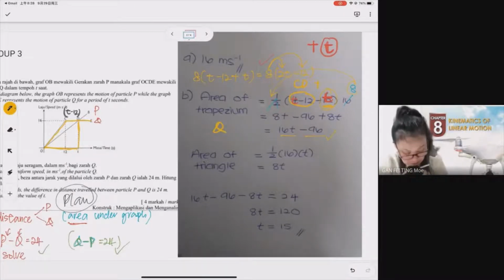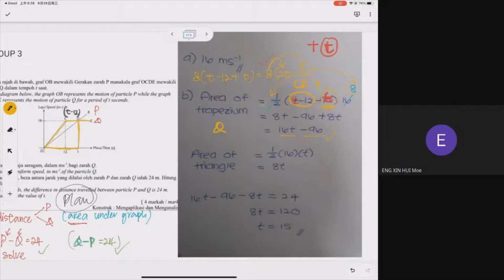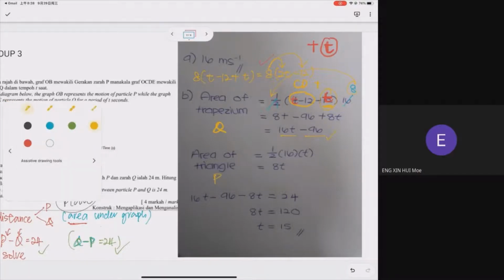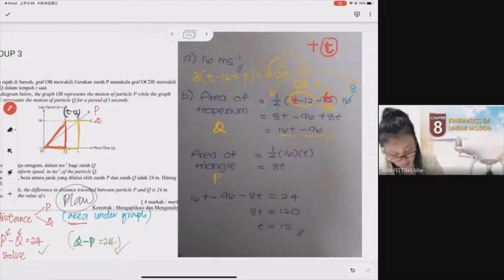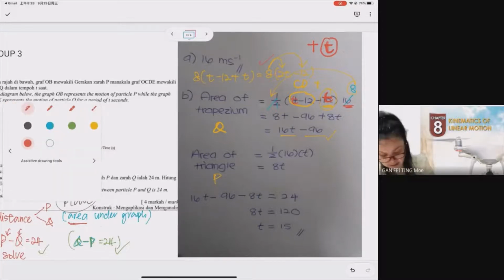Okay, continue. Very good. So after we find Q, now we find P, which is by using the area of triangle. So 1 over 2 multiplied by 16, which is the height of the triangle, and multiplied by T, which is the base of the triangle, we will get 8T. Oh, wait. For the trapezium, how did you get your 16 just now? I missed out this one. So remember just now the 2 parallel lines?